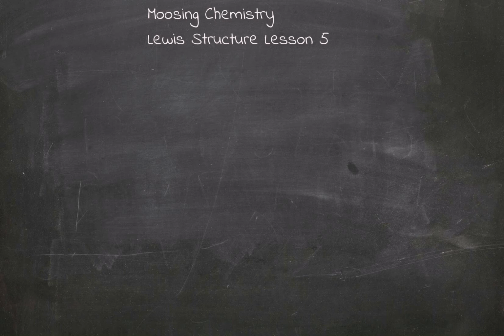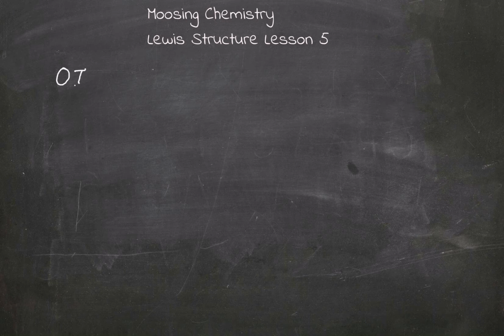Today's lesson is Lewis Structures, lesson number 5. We're going to look at a couple examples in this lesson here. So let's go ahead and start with the first one. It's oxygen diiodide. That's an interesting one. We haven't done that one before, so let's try it.